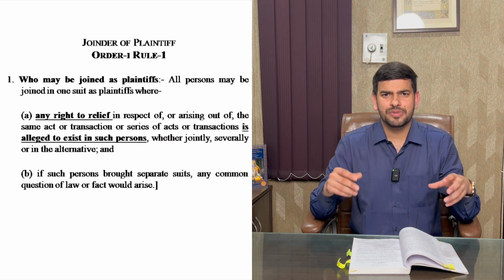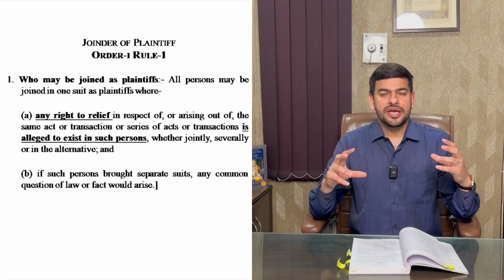You need to understand in a simple way that whenever any right to relief exists in more than one person in one act or transaction, that will become a case of joinder of plaintiff. And as per Rule 3, whenever there is a right to relief in relation to the same act or transaction against some other person, that will become a case of joinder of defendant.